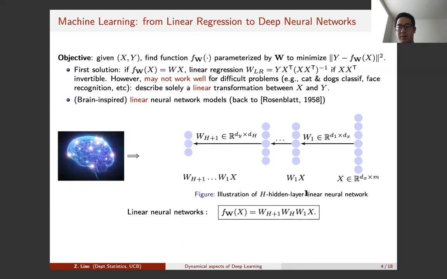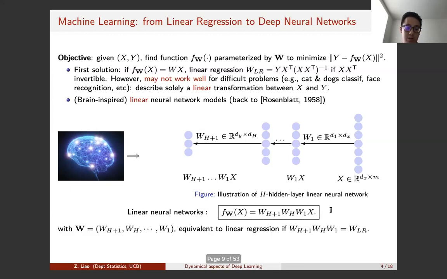So in fact, this linear neural network still describes a type of linear transformation of our data X, by this whole matrix product. F is just this matrix product times X. And as a consequence, it can reduce to the solution of linear regression if we take this matrix product equal to the solution of linear regression. But we have more parameters, and it can be more flexible, for instance.